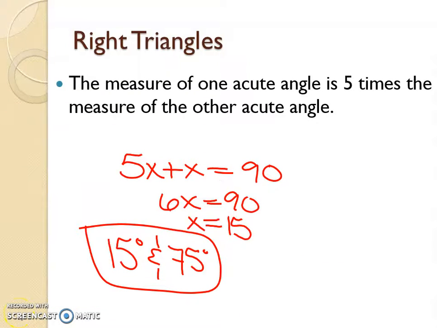Let's do one below. The measure of one acute angle is 5 times the measure of the other acute angle. Find each measure. Pause the video and try it and check with the answer key.